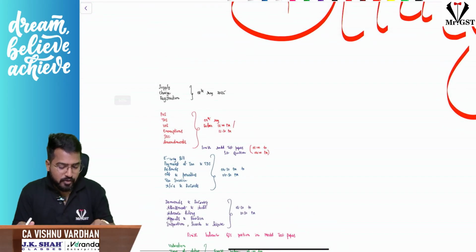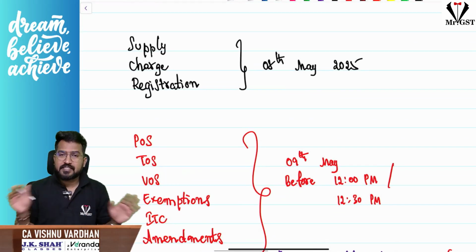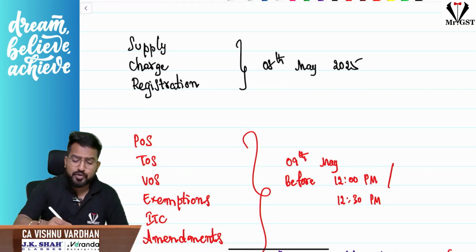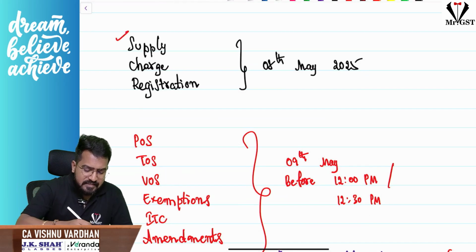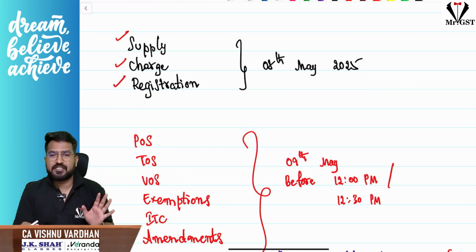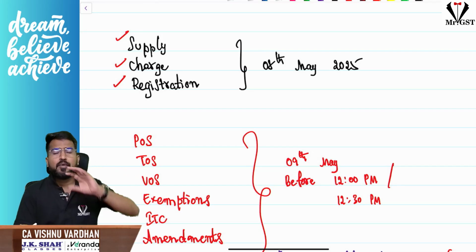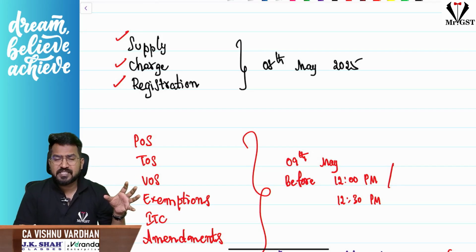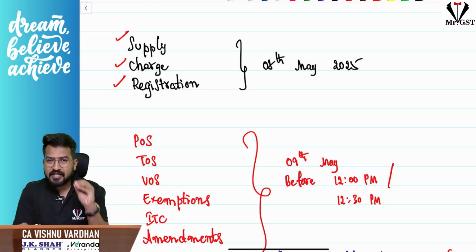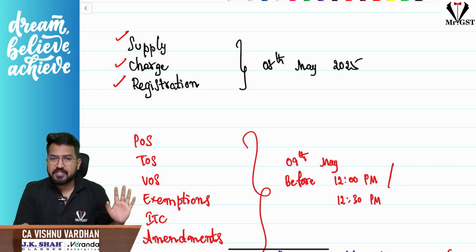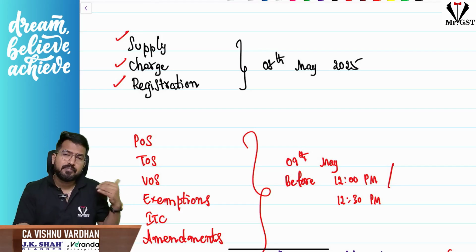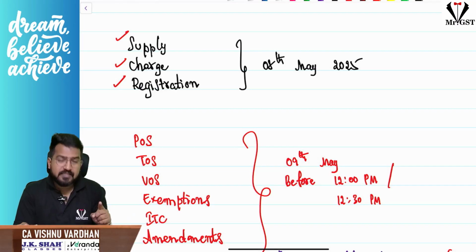Now see, first of all, today, yes, the exam is over, but please understand, you should not relax. Please cover these three chapters: supply, charge and registration. Supply, charge and registration are mostly conceptual and provision based, nothing much to remember or mug up. So please make sure you are covering these three chapters and going to sleep.